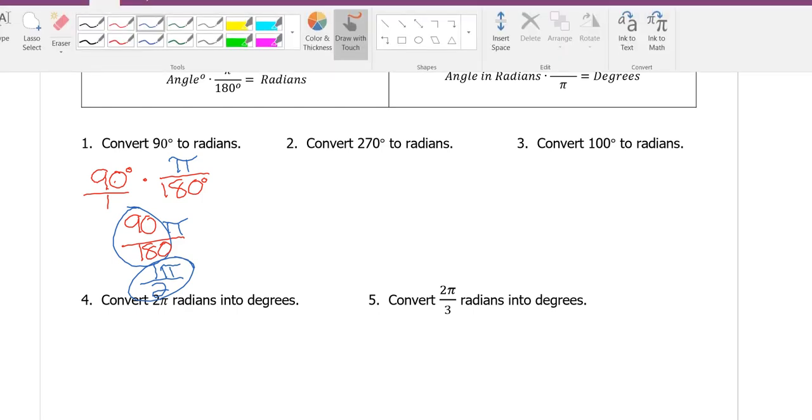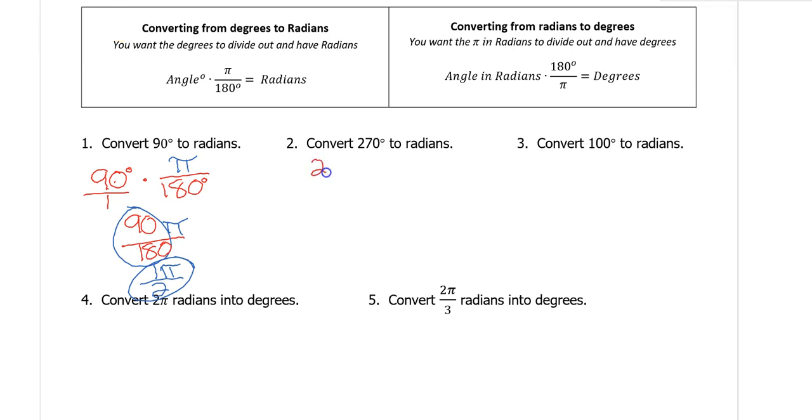All right, looking at number 2. Convert 270 degrees. All right, so again, anytime there's no fraction, I'll put it over 1 times pi over 180. 180 has to be on bottom. I want my degrees to cancel out. Pi has to be on top. Multiply straight across. I have 270 pi over 180, right? This is what I'm typing in my calculator, and you get 3 pi over 2.